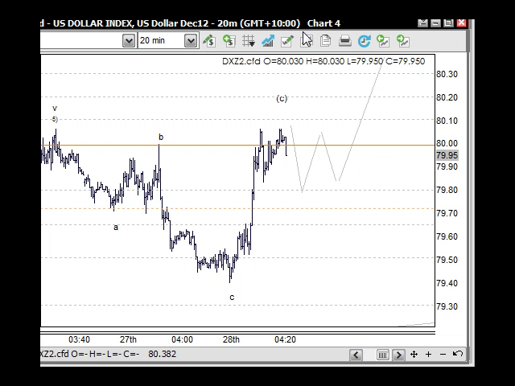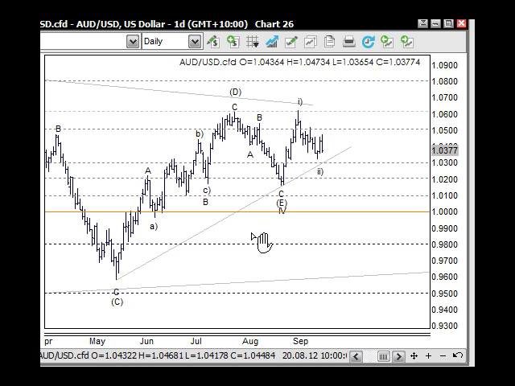So with that in mind, when we're looking at the Australian dollar, we've just really been following the structure as it stands, because we've got this ABC pattern down here. So in the bigger pattern, we were looking for a wave D coming down, for a wave E coming as a triangle coming through here.